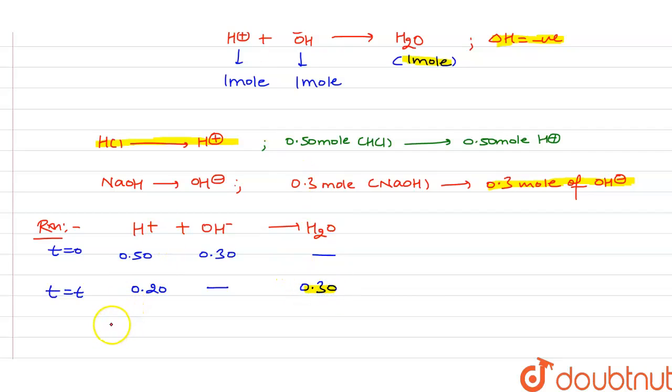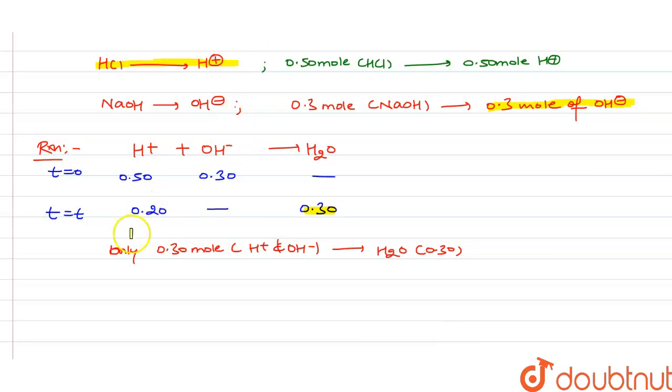Now here we can say that only 0.30 mole of H plus and OH minus reacts to give the formation of 0.3 mole of water. So we will use the definition of heat of neutralization in order to solve this question. So we know that 1 mole of H plus and OH minus gives 1 mole of water, and during the process the heat evolved is heat of neutralization.